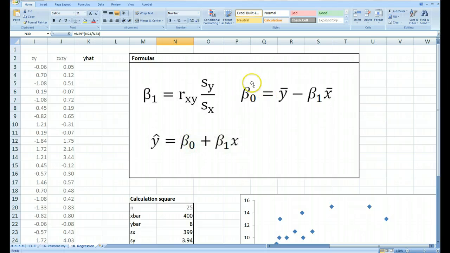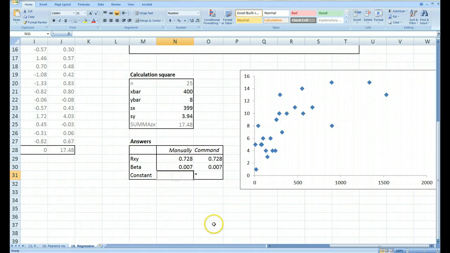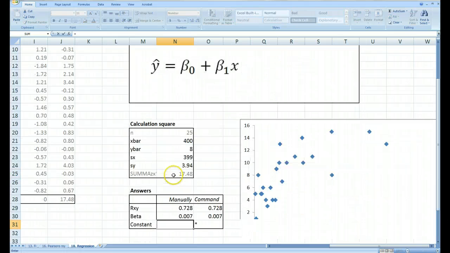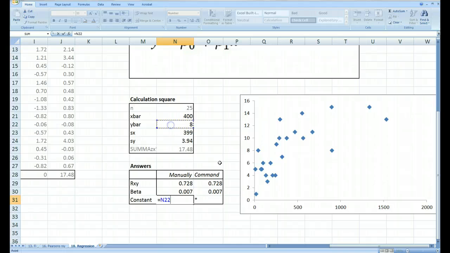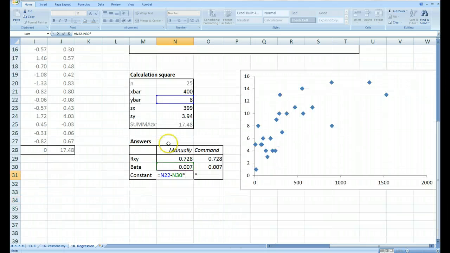Now the constant, which is calculated using this formula, is the mean of y minus our beta coefficient multiplied by our mean for x. So let's start calculating that. Equal to, I select the mean of y, which I can find here, y bar, there, minus now our beta coefficient, which we recently calculated right above us there, multiplied by the mean for x. So I select that, the mean for x there. We get a constant of 5.36.